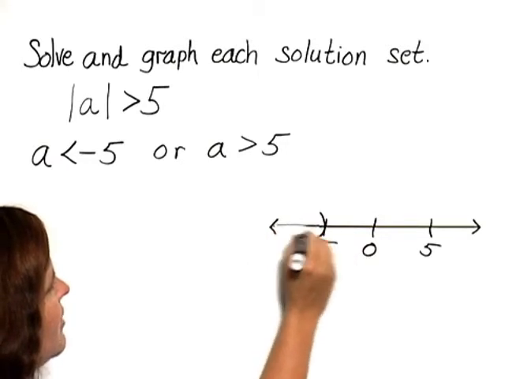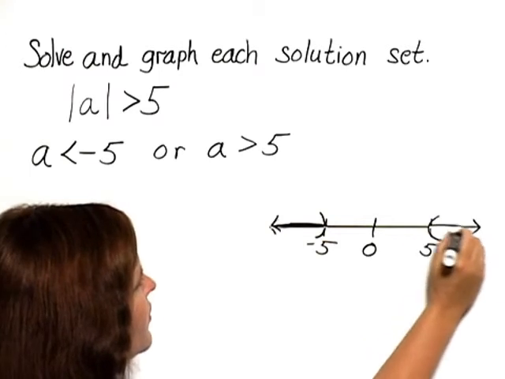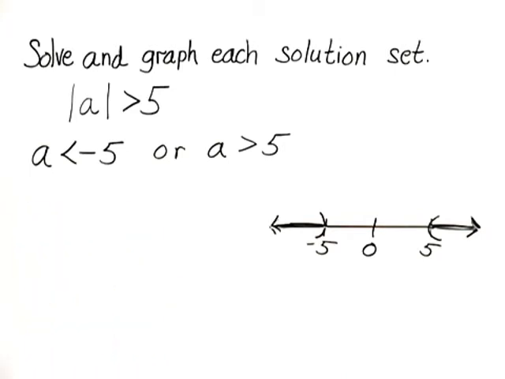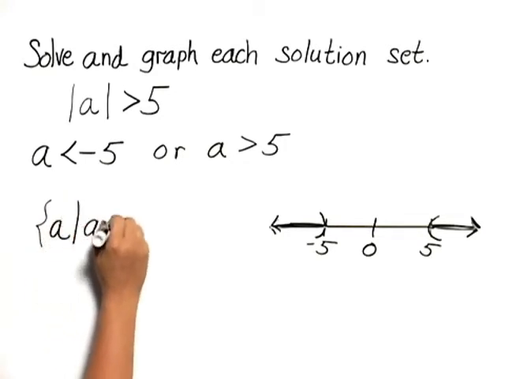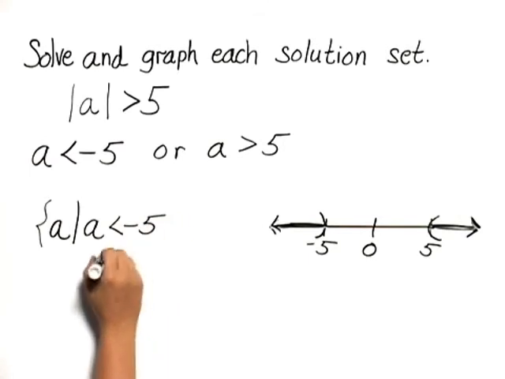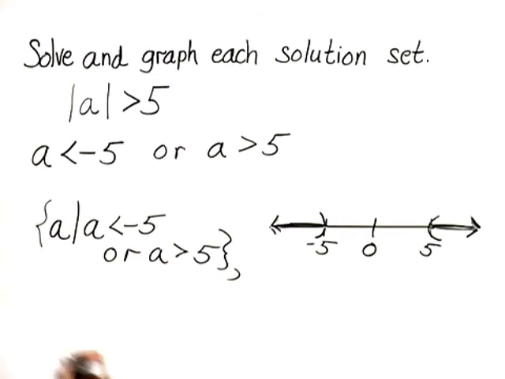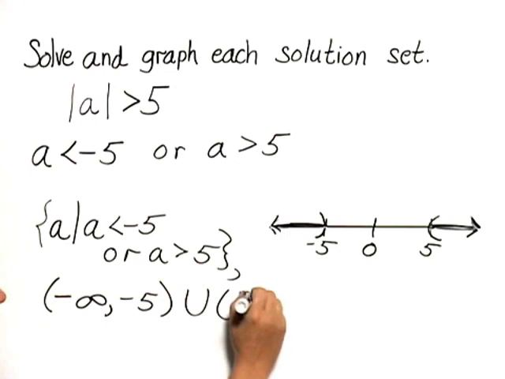that is less than negative 5, the interval that is greater than positive 5, and the solution set would be the union. So we could write this in set builder notation as the set of all a, such that a is less than negative 5, or a is greater than 5. Or we could write it in interval notation as the union of the interval from negative infinity to negative 5 and the interval from 5 to infinity.